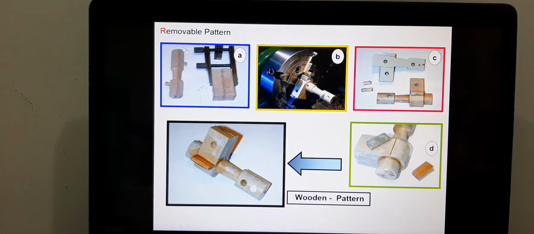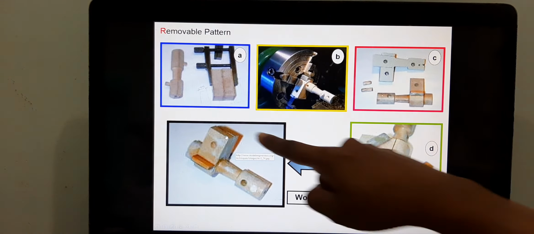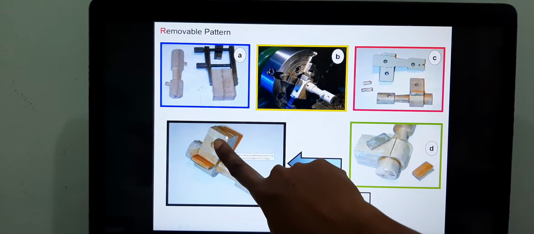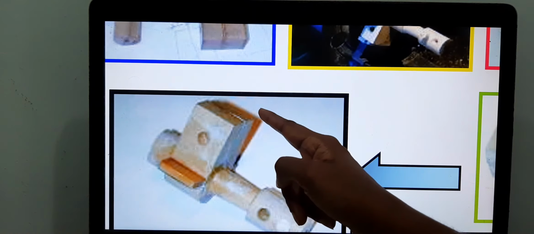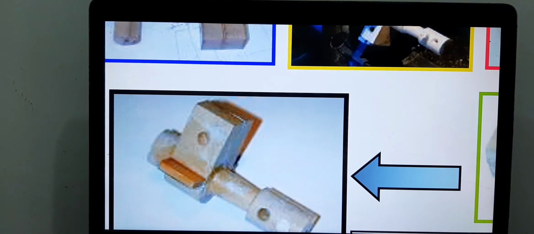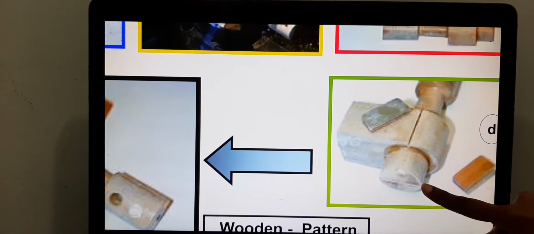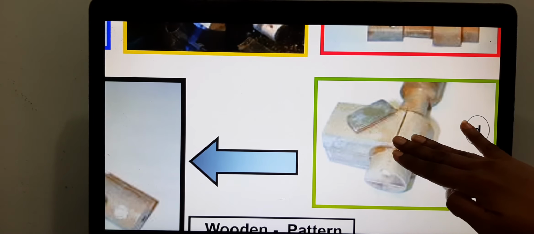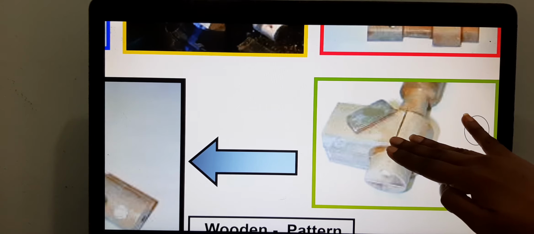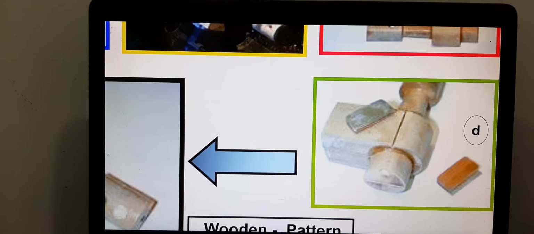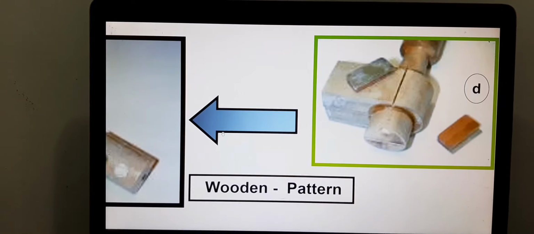Okay, so this is an example of a removable pattern. So half of the pattern will go into the cope and half of it will go into the drag. Okay, so this is the parting line. If you see, there is a parting line here. So this half will go into the cope and the other half on the other side will go into the drag. Okay, similarly here, you see there's a parting line here. So the top half of the pattern will go into the cope and the bottom half will go into the drag.